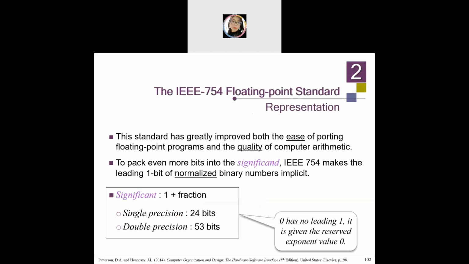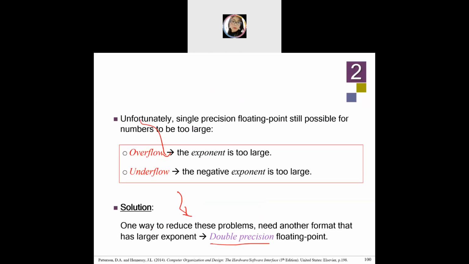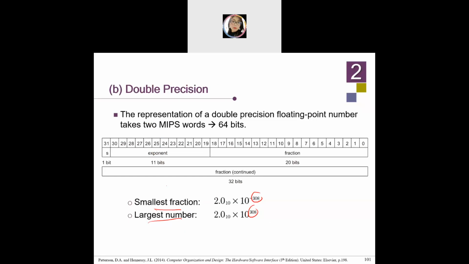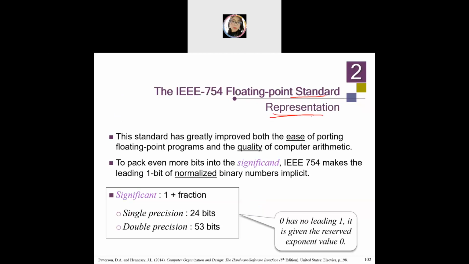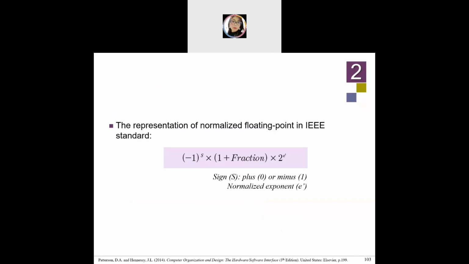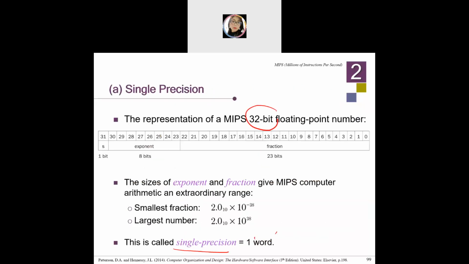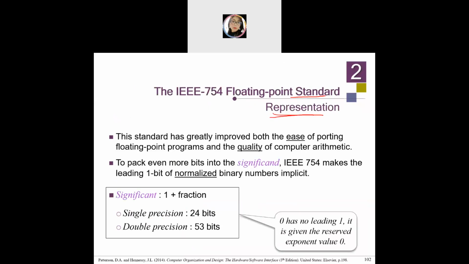Okay, now let's take a look into the standard representation. Just now you saw the format first, to see how single precision and double precision differ in terms of the header size. Now we look into the representation. After that, normalization. Similar to what you have learned previously on your normal floating point. Okay, let's see the representation.